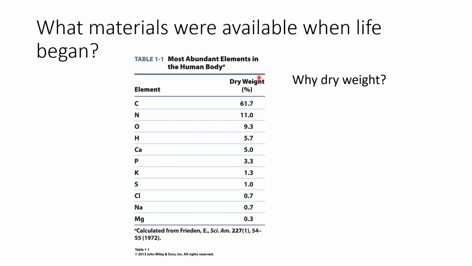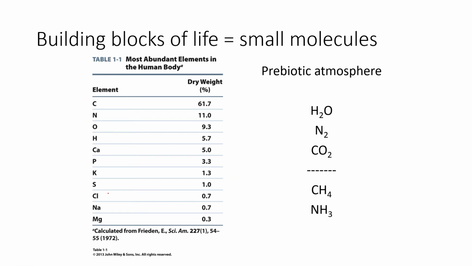So carbon is 61.7%, and then we have our next group of elements: nitrogen, oxygen, hydrogen, calcium. These 4 are in sort of an intermediate category, and then we have a number of others, including phosphorus, potassium, sulfur, etc., that are relatively abundant, but in a little bit lower numbers. So those are the raw materials that were available when life began.